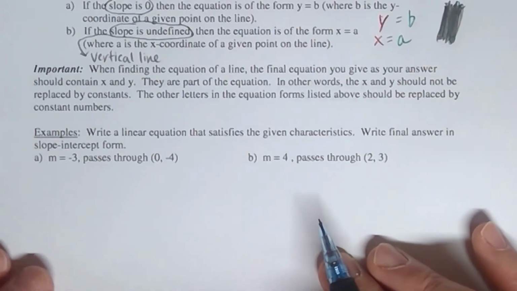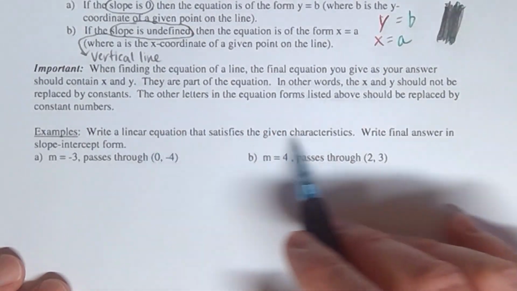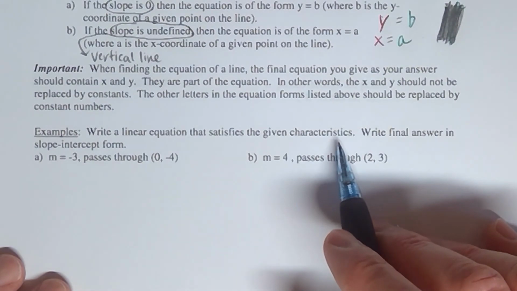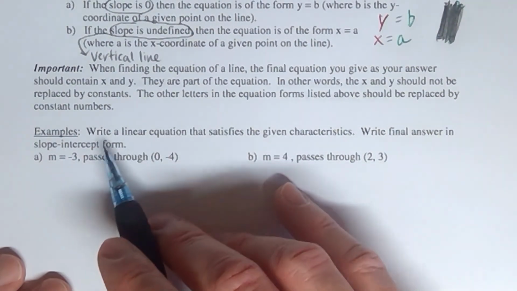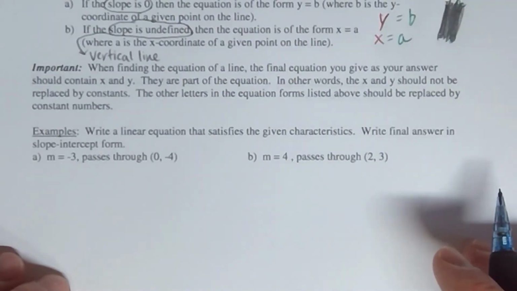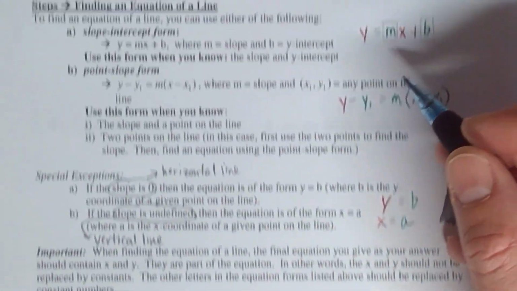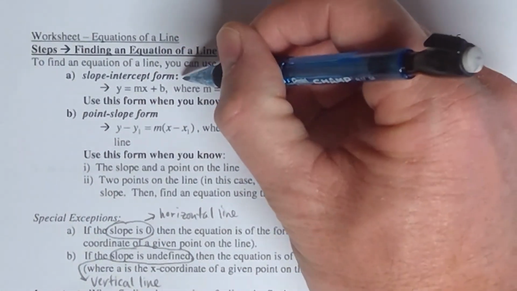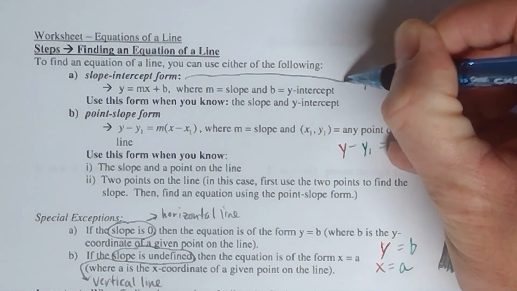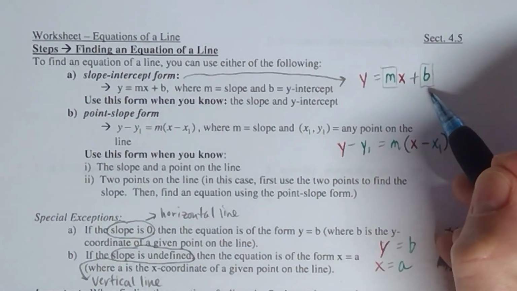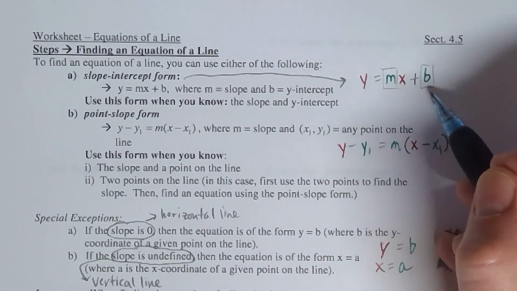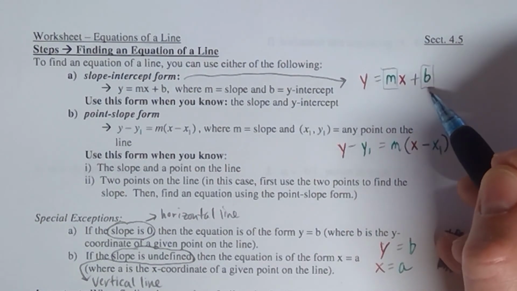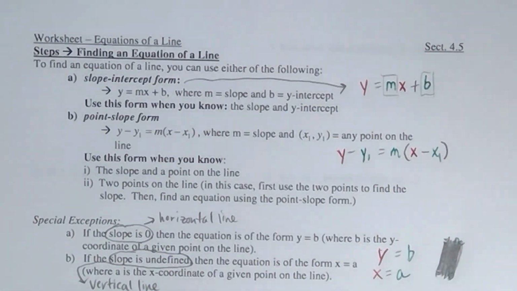So let's jump right into it here. It says, write a linear equation that satisfies the given characteristics. Write the final answer in slope-intercept form if it's not already. Remember, slope-intercept form is y equal to mx plus b. So you want the final answer to look like this, where the m and the b actually have numbers in the place of those letters, but the y and the x are still there.